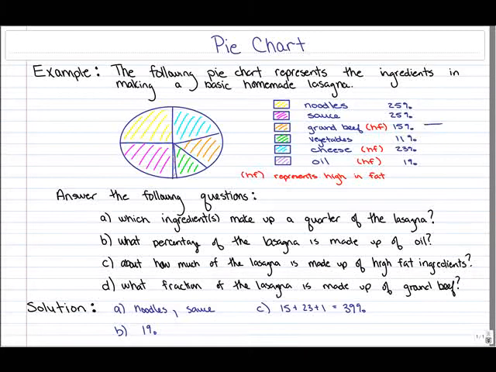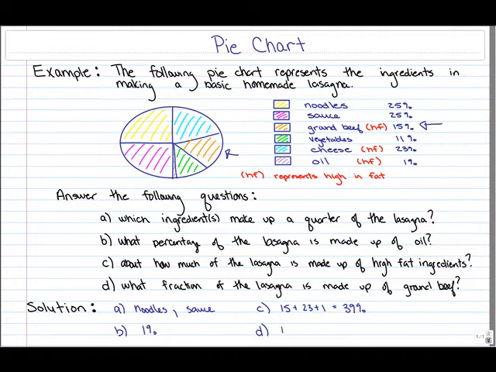And finally, part D, what fraction of the lasagna is made up of just ground beef? Well, the ground beef here is shaded in the orange. Here's the orange section here. It's made up of 15% of your lasagna. And so the fraction would be 15 over 100.